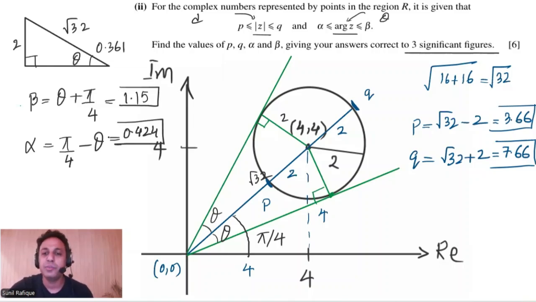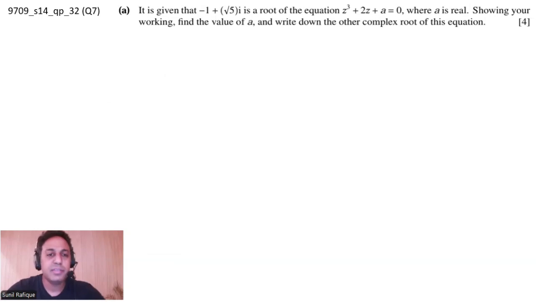And these are my values for P, Q, alpha, and beta. So this is going to be the last question on this video, and this is from Summer 14, question paper 3, 2, and question 7 on that exam. Sometimes complex number questions can mix up with polynomial questions. You'll figure out how. There is a whole video, I'll share the link in the description, where I have taught how to solve equations with complex roots.